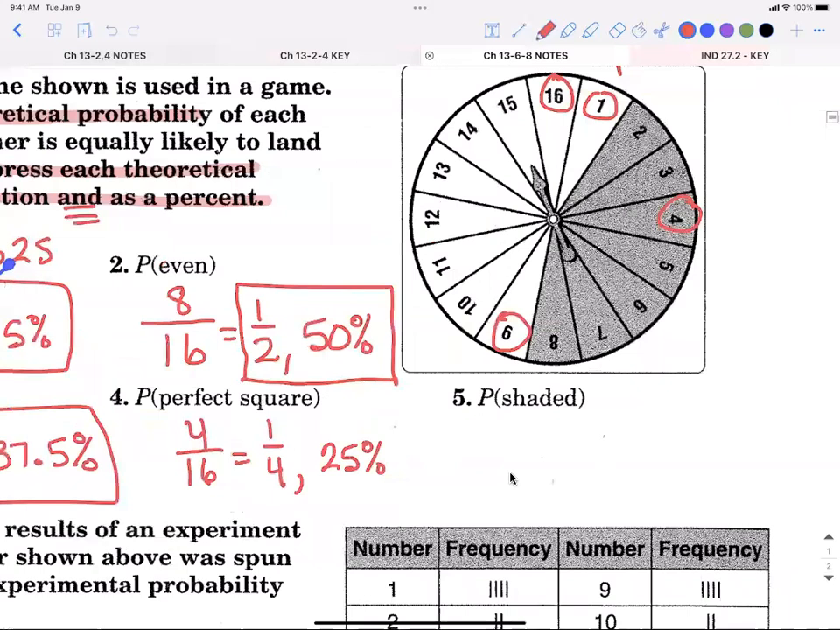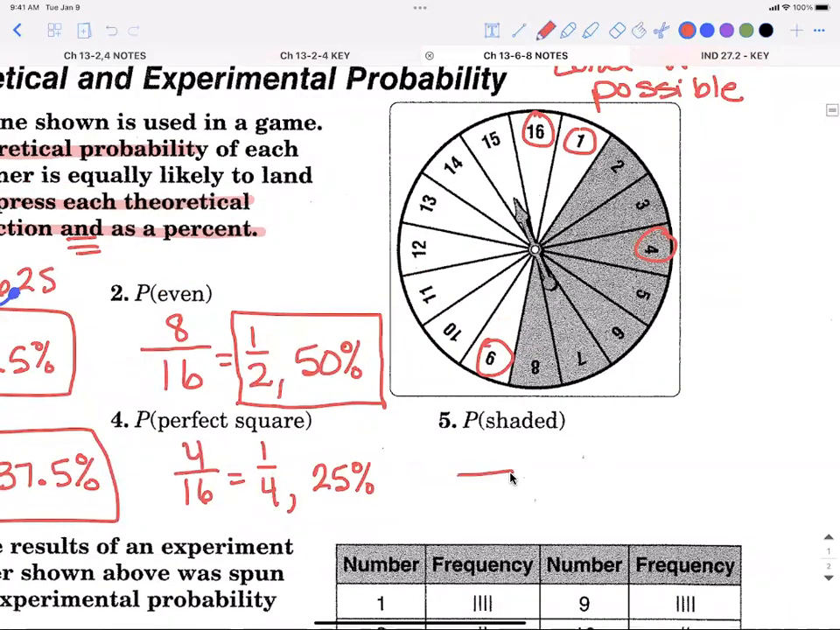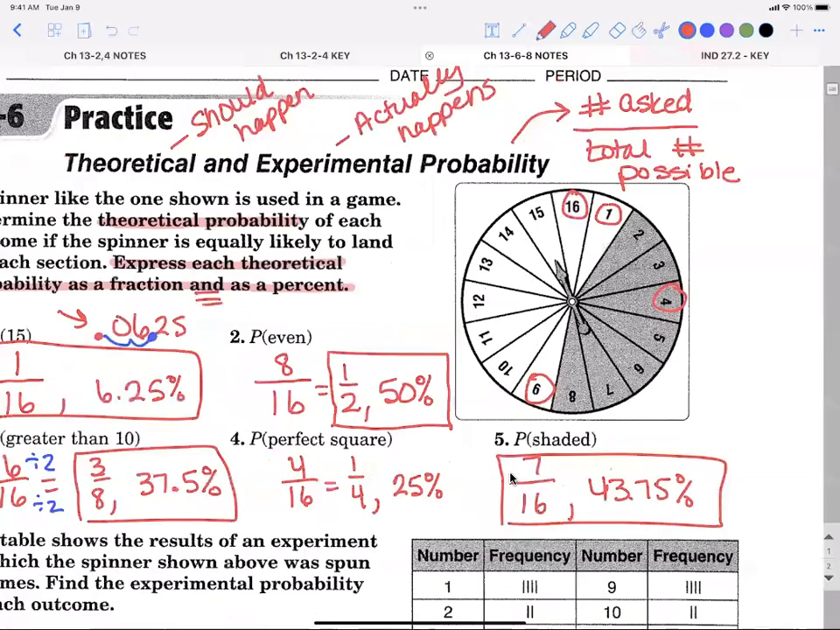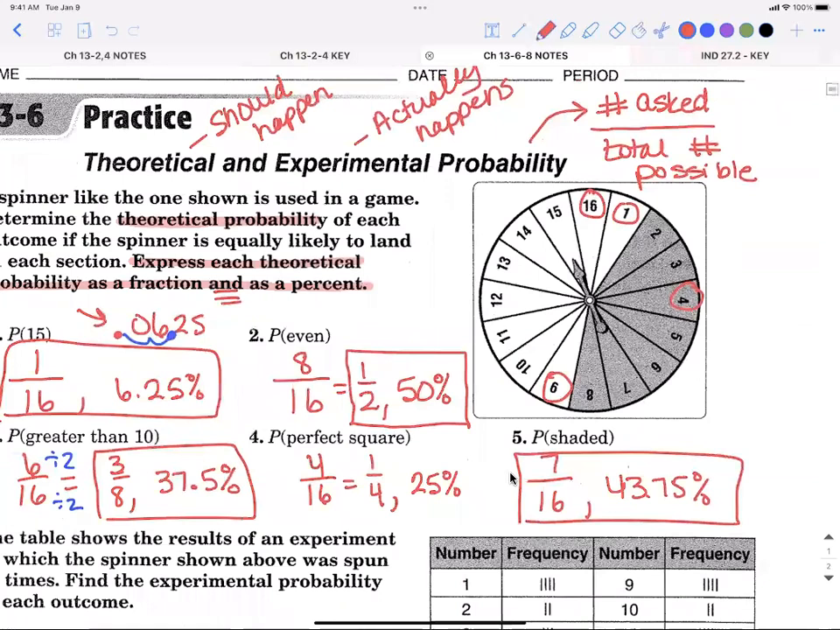How about shaded? Count how many shaded you have. 7. Can that be reduced? Okay, so in your calculator, 7 divided by 16, bounce, bounce, and we get what as a percentage? Damien? Good, 43.75%, and those are the 2 answers. Pretty easy there? All right, these are called simple probabilities, meaning you've got one thing you're doing, right? You're not rolling a die and tossing a coin, which is what we're going to be doing here in a minute. It's one simple probability.